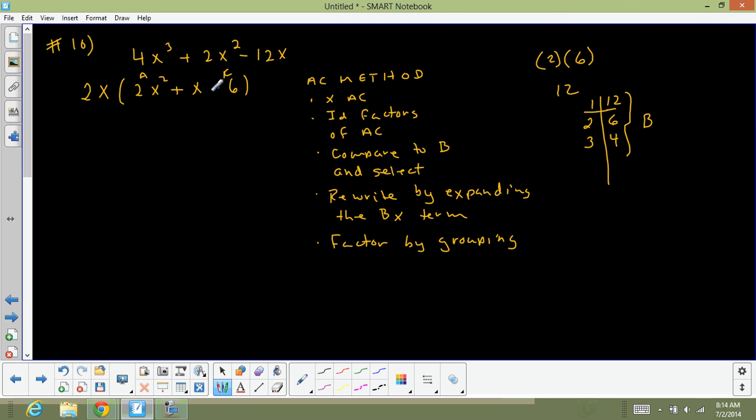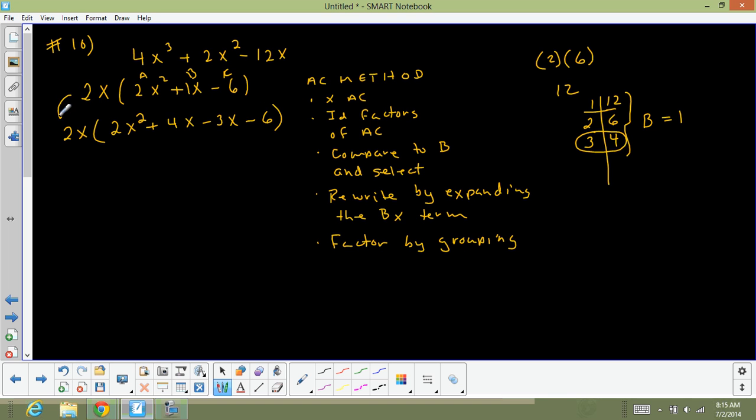And now we're going to compare this list of factors to the b value. And the b value, of course, is the plus 1 right here. This would be b. And with b equal to 1, we're going to pick the 3-4 combination because they have a difference of 1. That's how we're selecting that. And then I'm going to rewrite the quadratic expression, and I'm going to write it as 2x squared plus 4x minus 3x minus 6.